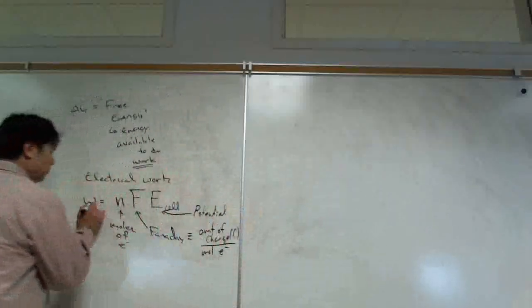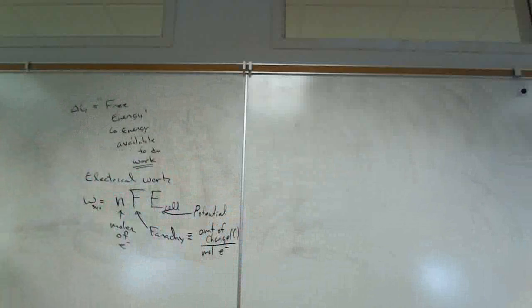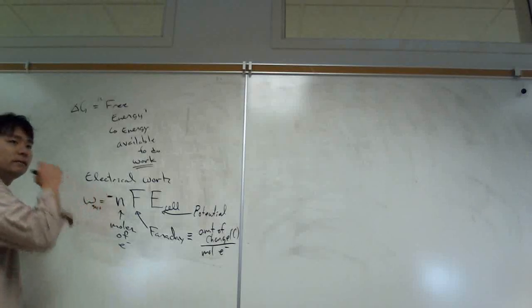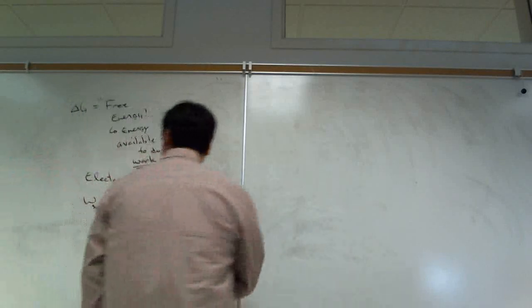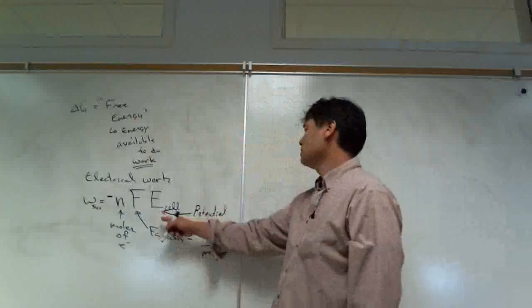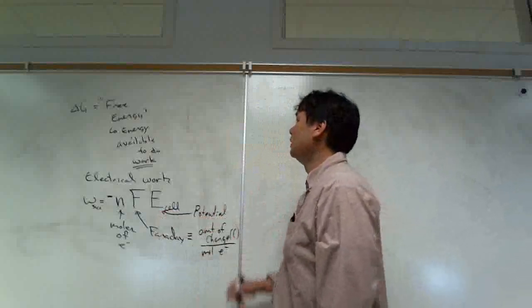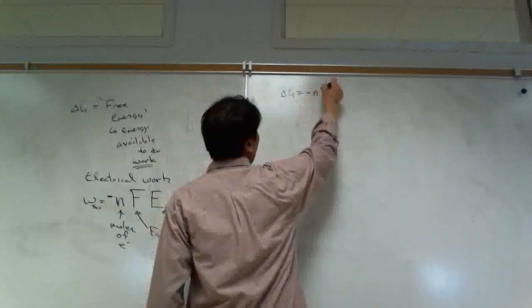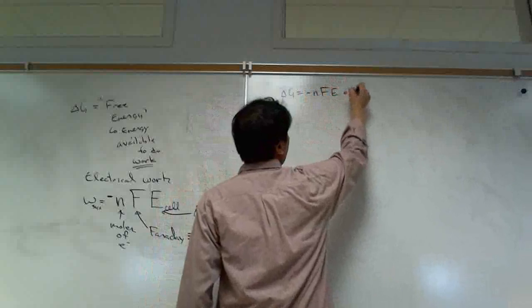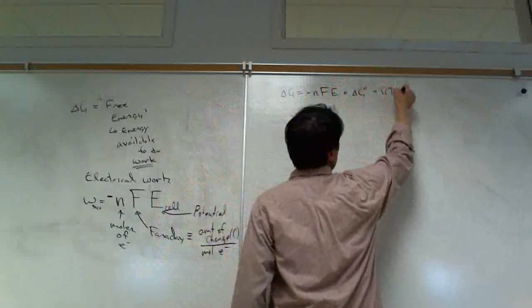All right, if the work is being done by the system, is the system gaining energy or losing energy? Losing. So if it's losing energy, it should be negative. And so we'll just say minus NFE. All right, so N times F is going to get us the amount of charge, with some voltage here. And so what we're going to do is delta G, which is equal to minus NFE, is equal to delta G naught plus RT ln of Q.